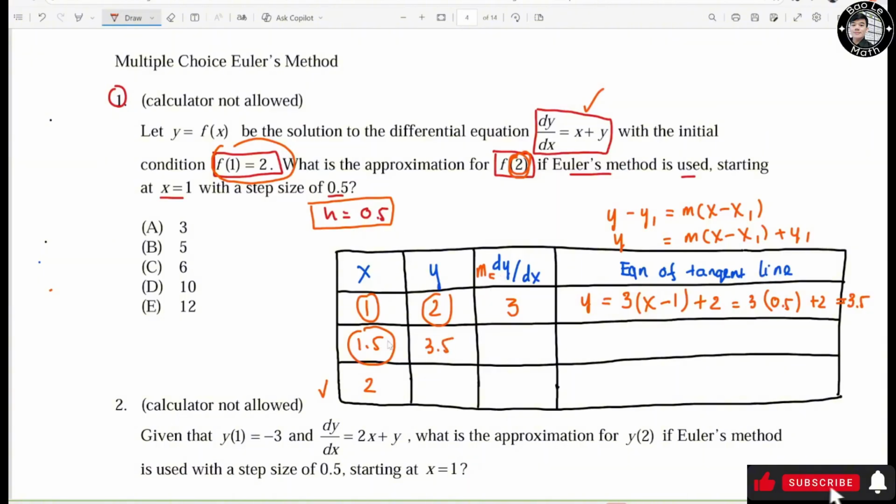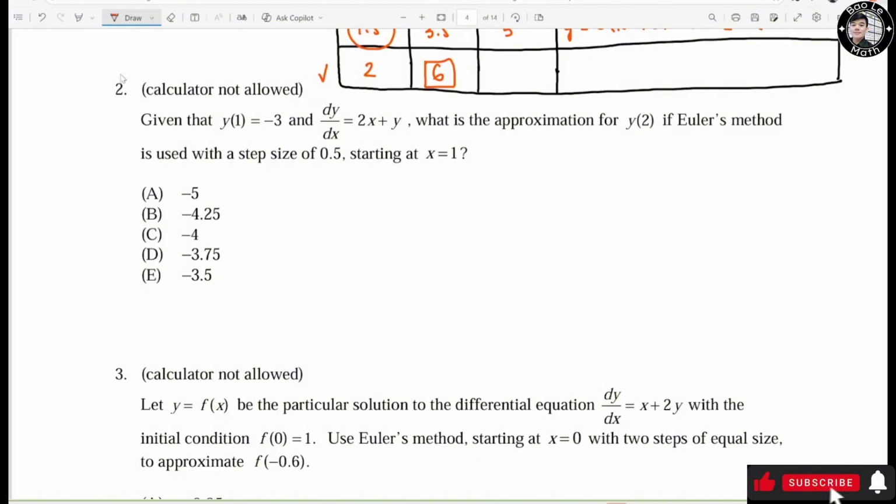Now the new slope is 1.5 plus 3.5, which is 5. The equation of the tangent line is y equals 5 times (x minus 1.5) plus 3.5. Now substitute 2 for x over here. We have 5 times (2 minus 1.5), which is 0.5, plus 3.5. So it's 2.5 plus 3.5, which is 6. We put 6 over here. The answer must be C.